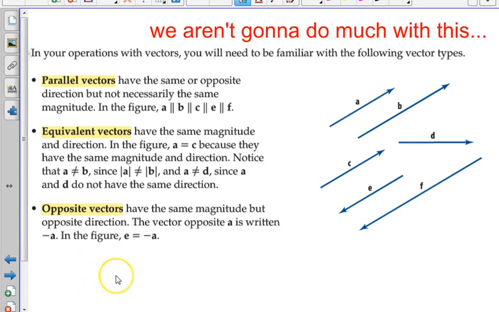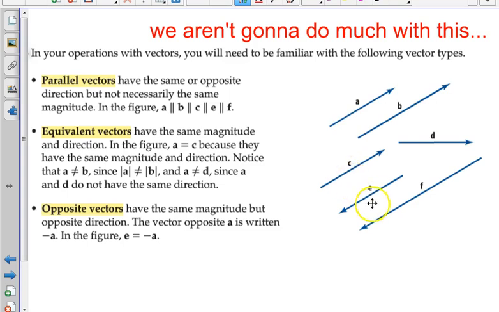We aren't going to do much with these concepts, but just so you're aware of the vocabulary. Parallel vectors, okay, have the same or opposite direction, but not necessarily the same magnitude. So in this picture, everything except D looks parallel, right? All these A, B, C, E, and F. Some are equivalent vectors. In other words, they have the same magnitude or length and the same direction. Like A and C look parallel and the same length, yes?